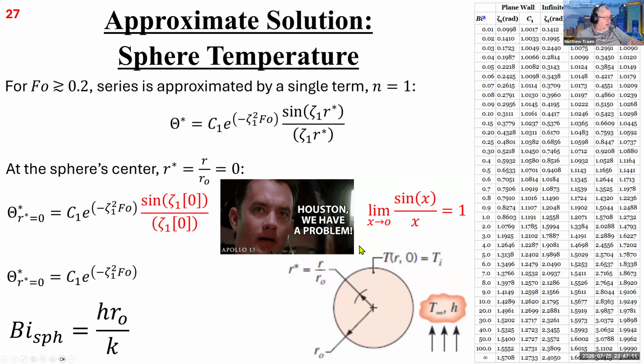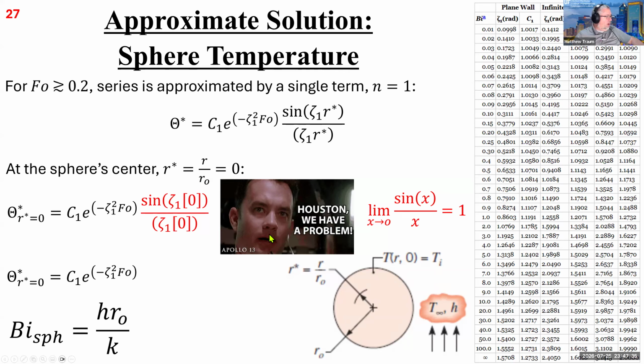And we're going to do the same thing we did before. We're going to find the temperature at the center, and then we're going to multiply by this shape factor to find the temperature at any spot inside the sphere, r star. Okay, so we're going to do the same thing we did before, noting that at r star equals 0, we can plug that in here.